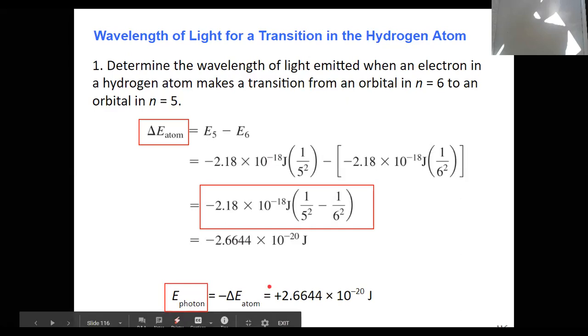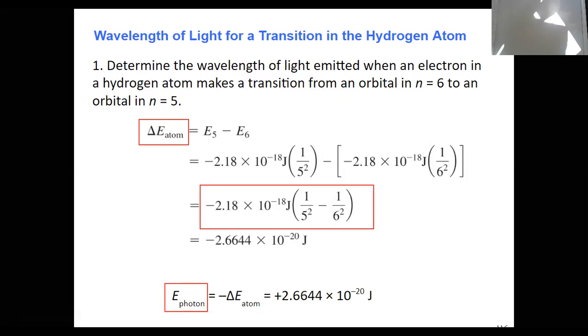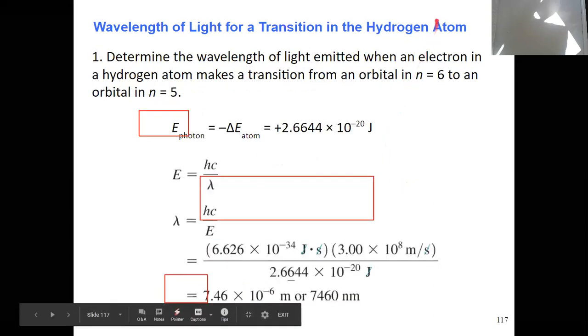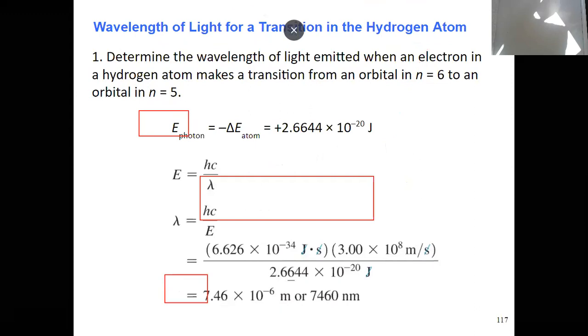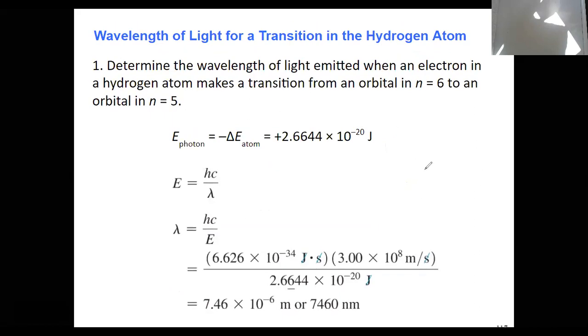Now we're not done here because the question wants to know what the wavelength of light emitted was. Well, now that we have the energy, now we can find the wavelength. So now we're back to our E equals hc over lambda. But now we're going to solve this for lambda. So we know Planck's constant, we know the speed of light, and now we know this energy value because we just found it using that Rydberg equation.